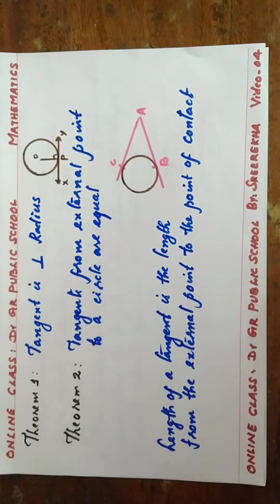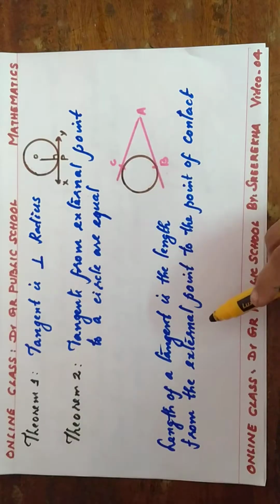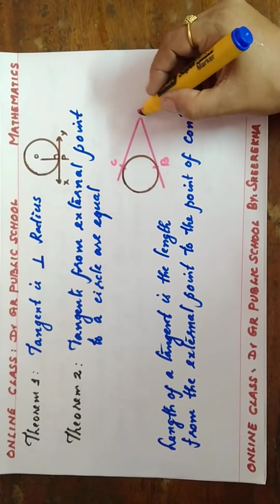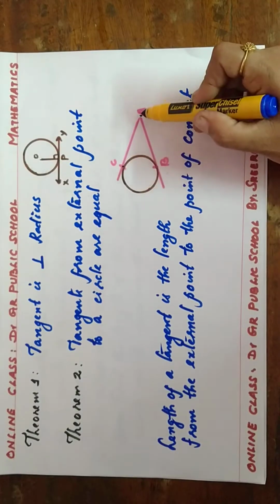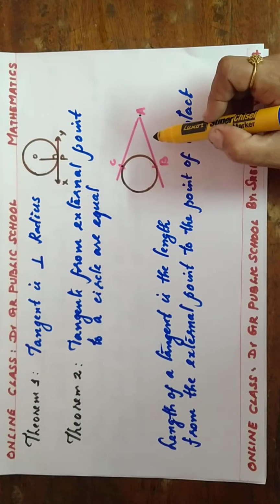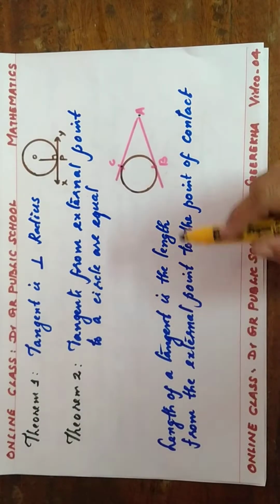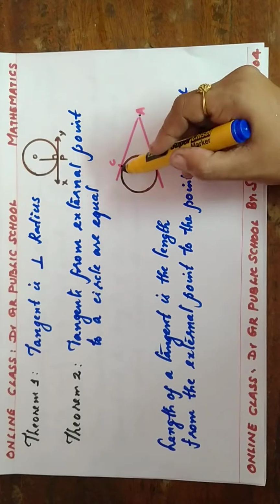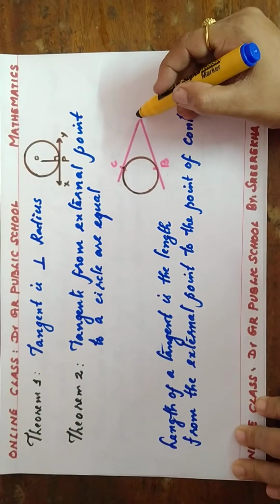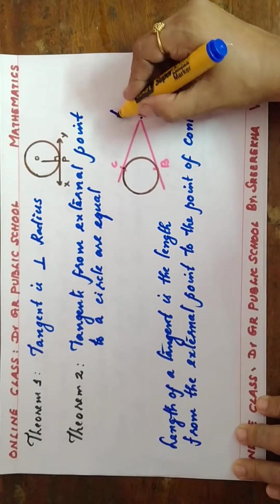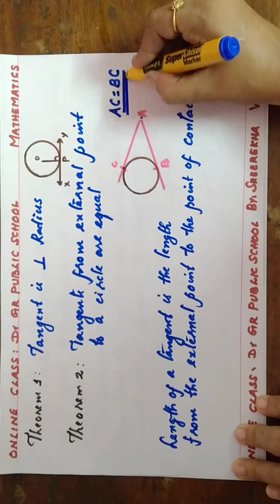Then the second theorem, in the second video, is: the tangents from an external point to a circle are equal. Means that if you consider a point external to the circle, then the tangents drawn from this point up to the point of contact will be equal in length. What is the length of a tangent? The length of a tangent is the length from this external point to the point of contact. Listen to this. So what you can say from this? From this you can say that the length of the tangent AC must be equal to BC. This is the second theorem.